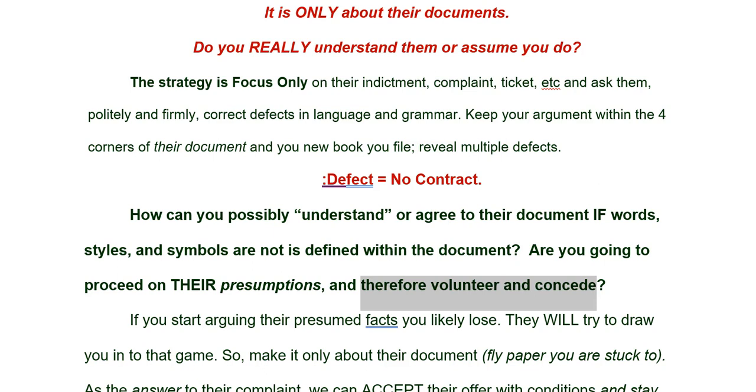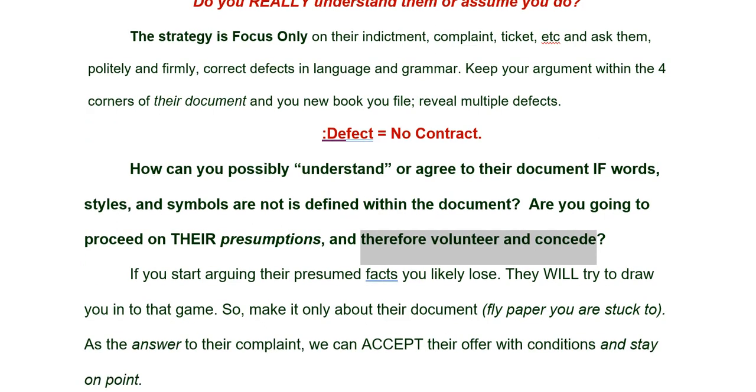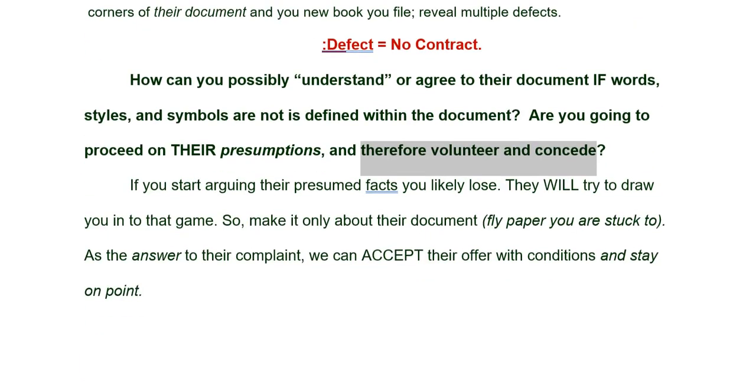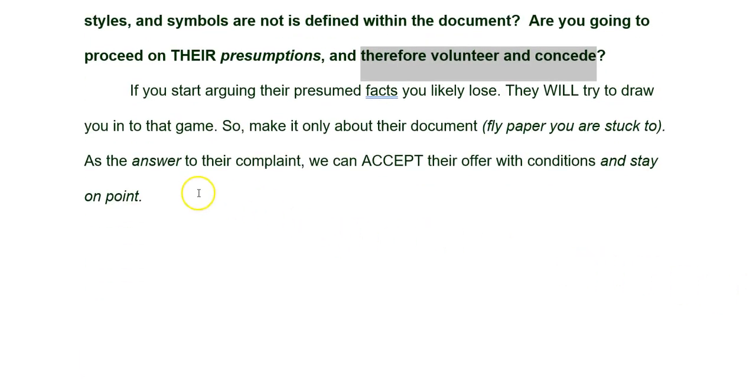Either way, guilty or not guilty. And if you've already done it, you can come back and say, hey, you know what, we need a more definitive statement here. I don't understand this after all. Okay, so if you start arguing their presumed facts, like I didn't shoot the gun, or I didn't have that marijuana in my possession, or I wasn't speeding, you start arguing, you've lost.